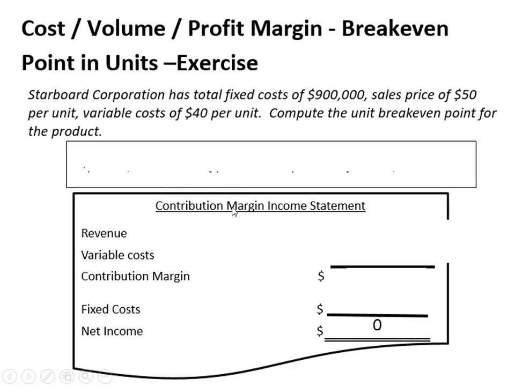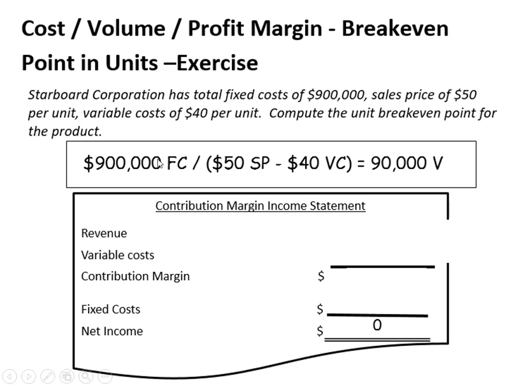Starboard Corporation has fixed cost of $900,000. Its products are sold for $50 per unit, and the variable cost is $40 a unit. So we want to compute the unit break-even point for the product. So let's go and take a look at the formula.